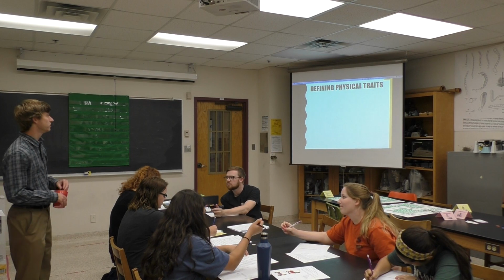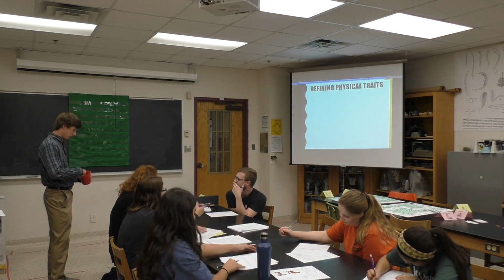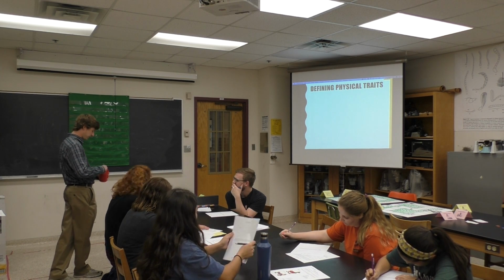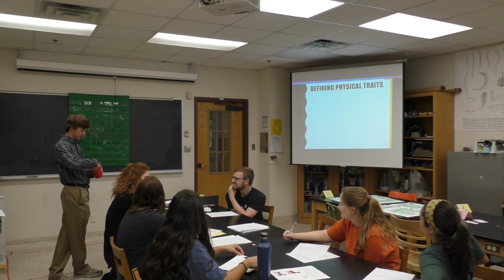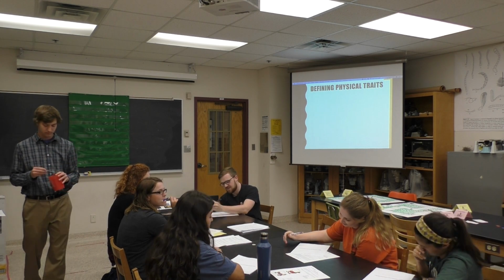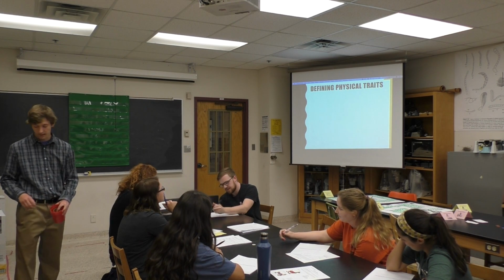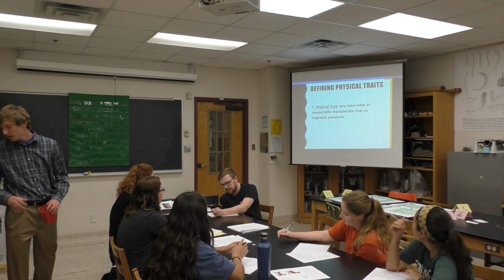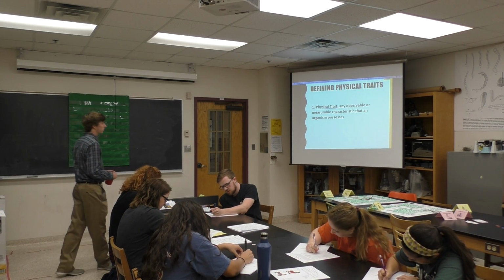So, defining physical traits. Y'all had this in previous classes, right? We've talked about this already. Jennifer, tell me what you think a physical trait is. Something on the outside of the body. Good. So, a physical trait is any observable or measurable characteristic that an organism possesses.